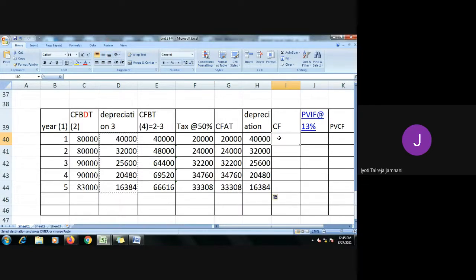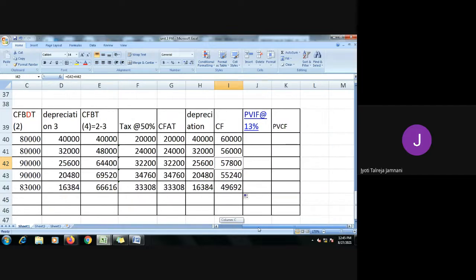So we need to add cash flow after tax 20,000 plus depreciation 40,000. We get it as 60,000. Similarly, 24 plus 32, we get 56. 32,200 plus 25,600, we get 57,800. Same is done for the 5 years. So till here, we have determined our cash flows. Now we have to find IRR.